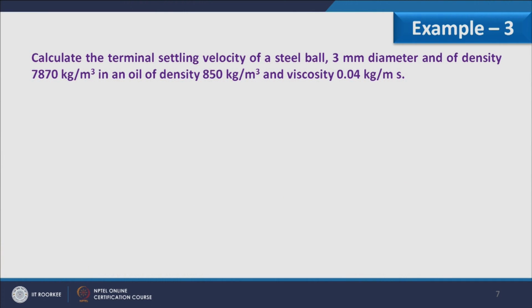Now, we are considering example 3. In this example, we have to calculate the terminal settling velocity of a steel ball having 3 mm diameter and density 7870 kg per meter cube, which is falling in oil of density 850 kg per meter cube and viscosity 0.04 kg per meter second. Now, we will start its solution.